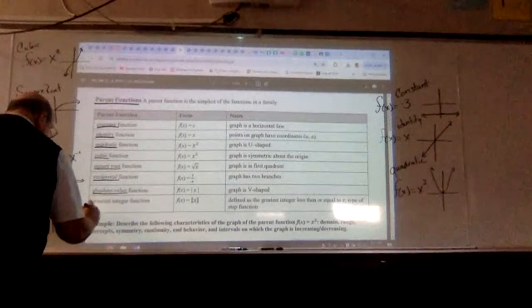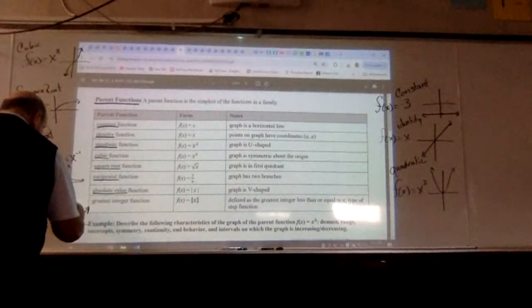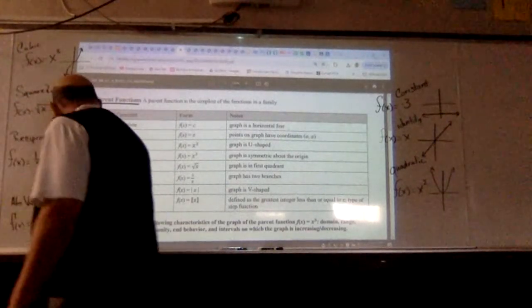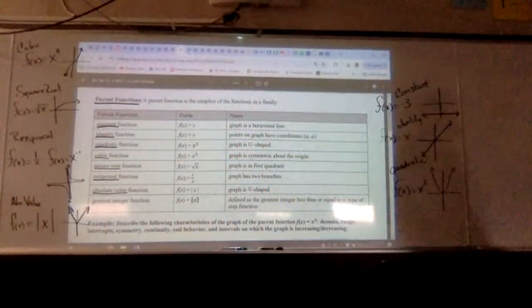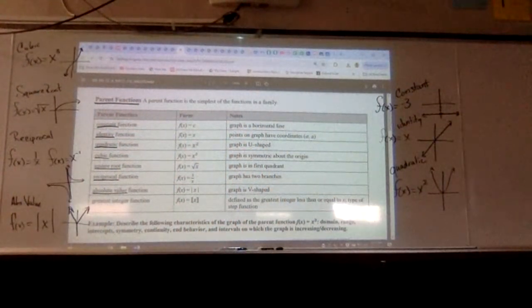So it's just a V instead. It would have been that straight line, but we can't have any outputs that are negative. So if I put in a negative number, my output's gonna be positive. So it looks like a V. Cool?